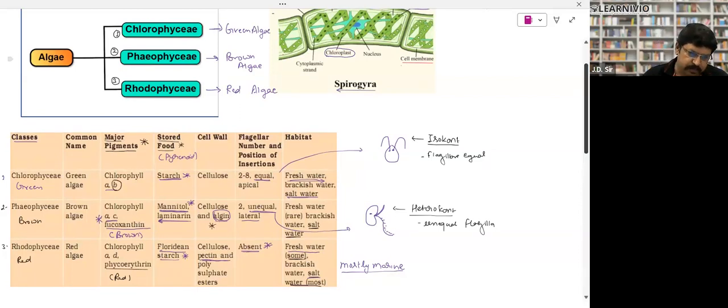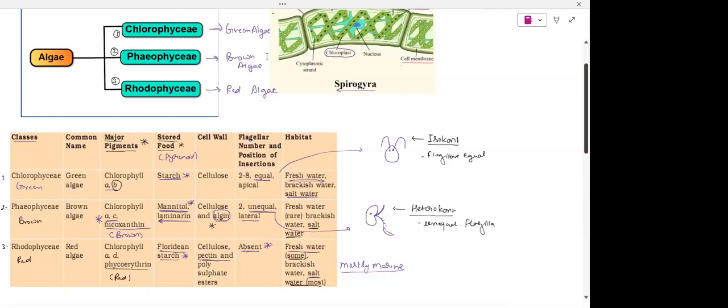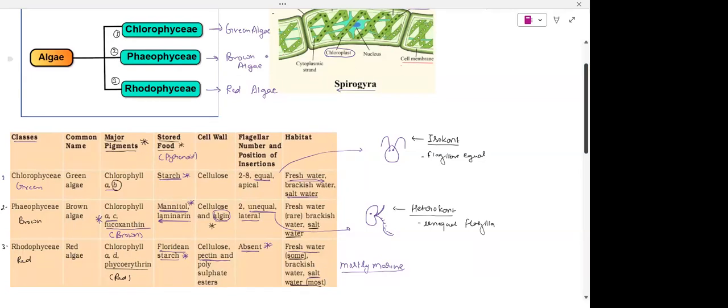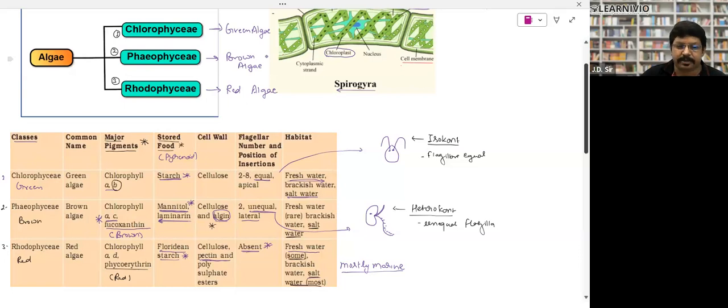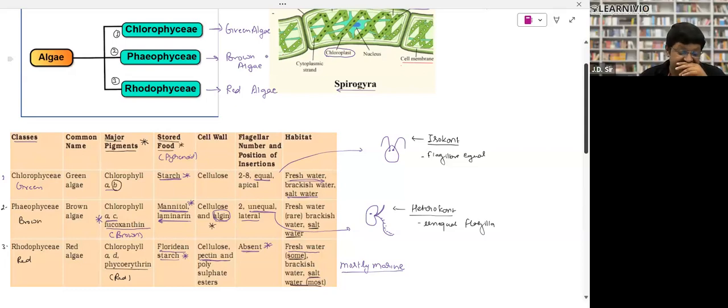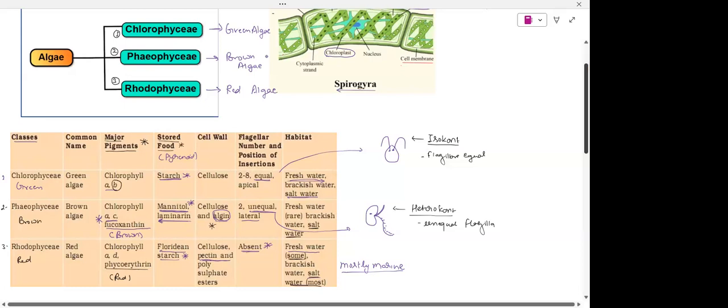Now, out of these three classes, which is the most advanced algae? Tell me, Martin. Chlorophyceae. Rhodophyceae is the most advanced one. No, Martin. This is the Chlorophyceae, which is the most advanced one. Green algae. Yeah, I said Chlorophyceae. Oh, you said Chlorophyceae. Then it's correct. I heard Rhodophyceae. Look, why is Chlorophyceae the most advanced one? Tell me. Green algae. Because it is green in color.